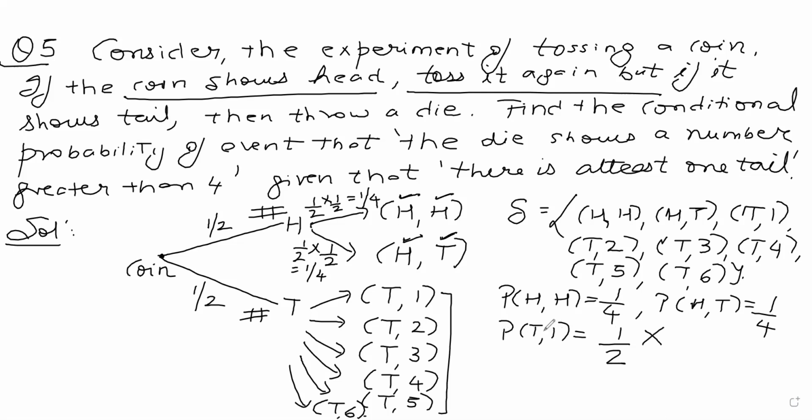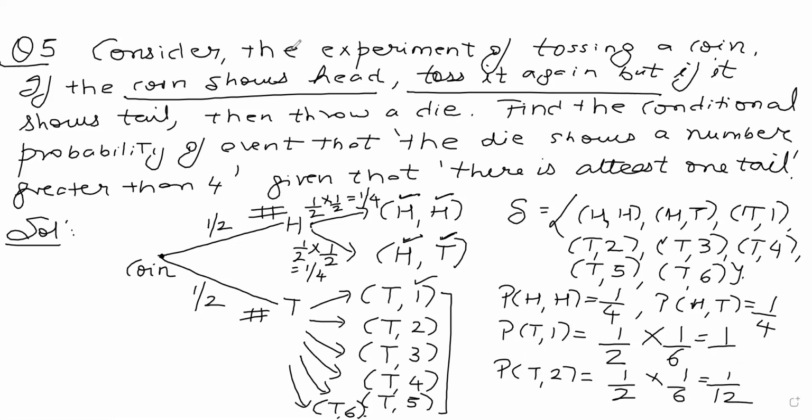What is the probability of getting 1 on the die? Total outcomes is 6. Getting 1 is 1 upon 6, which makes it 1 upon 12. Similarly, probability of getting T and 2. What is the probability of getting a tail? Half. What is the probability of getting 2? 1 upon 6, which is again 1 upon 12.